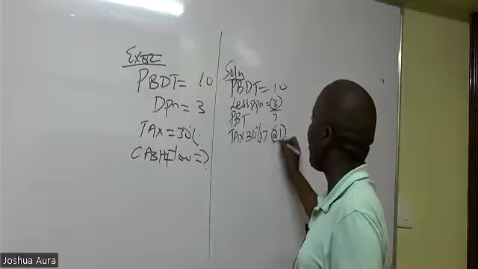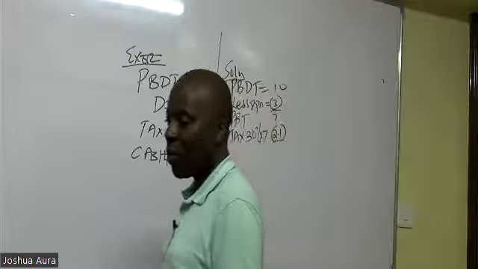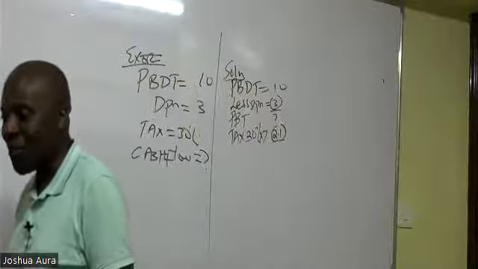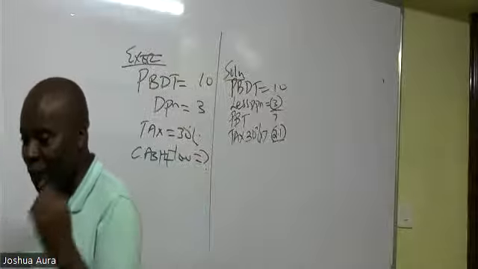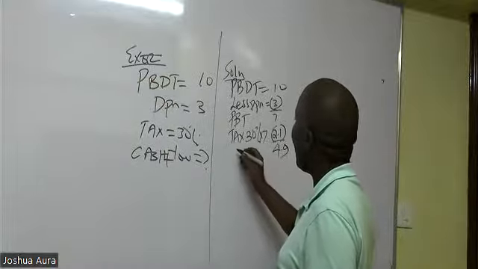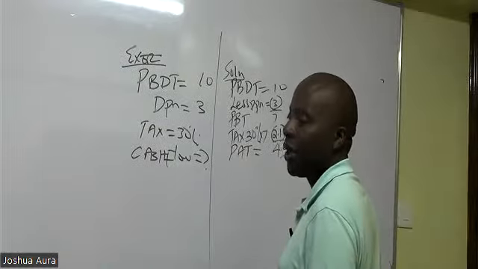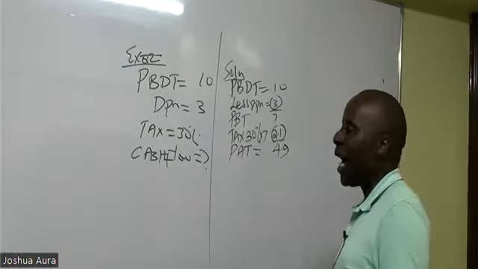So could you kindly subtract? What is 7 minus 2.1? Somebody, 4.9. So this 4.9 is what we can call profit after who? Profit after tax. So profit after tax is 4.9.